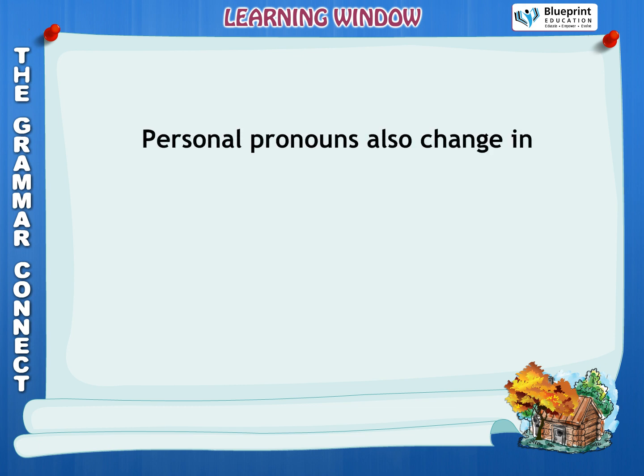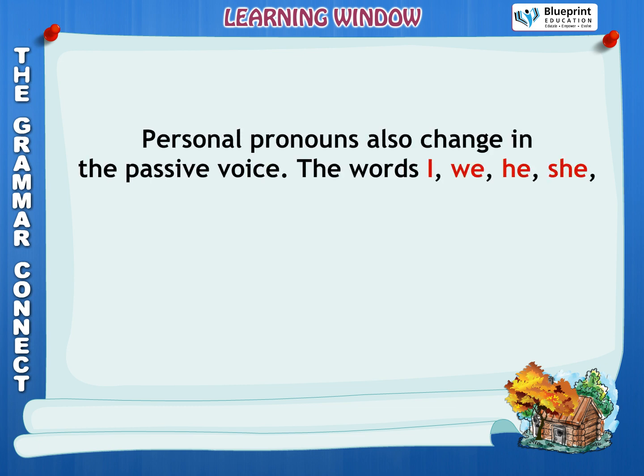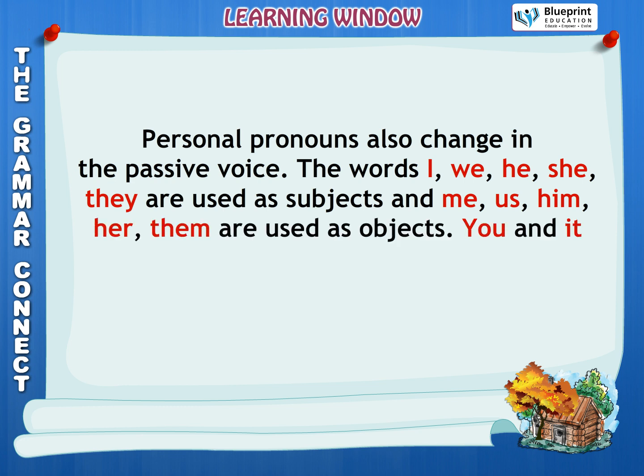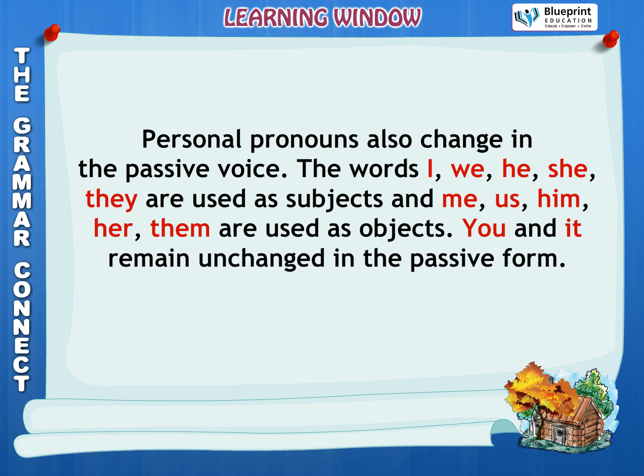Learning window. Personal pronouns also change in the passive voice. The words I, we, he, she, they are used as subjects, and me, us, him, her, them are used as objects. You and it remain unchanged in the passive form.